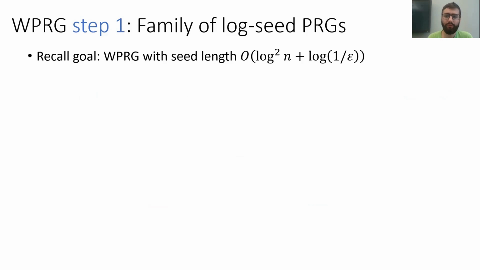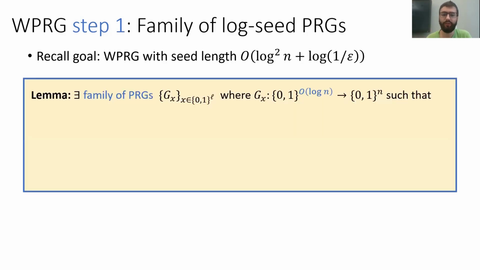For the first step of the construction, though, we're actually going to be more focused on the dependence on n, the size of the branching program. So the first step of the construction is this lemma, which says that there's a family of pseudorandom generators. So we have G sub x for each x. And each generator in the family has seed length O of log n. So it has this excellent dependence on n.